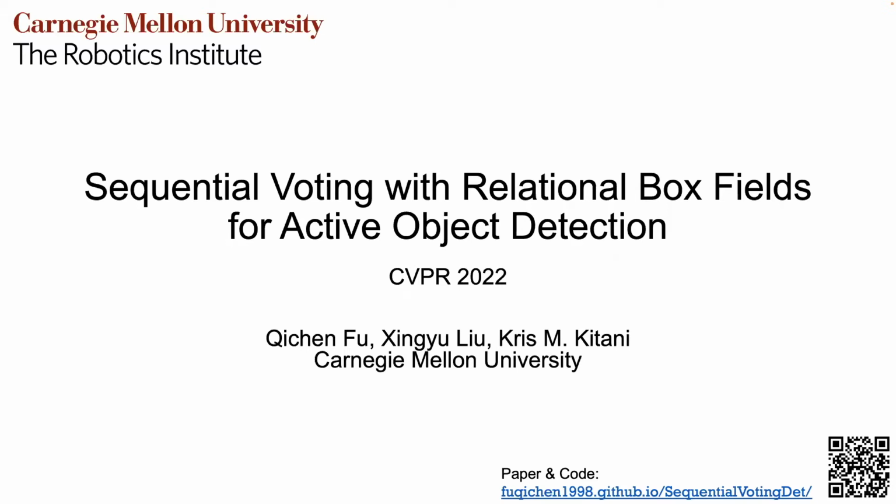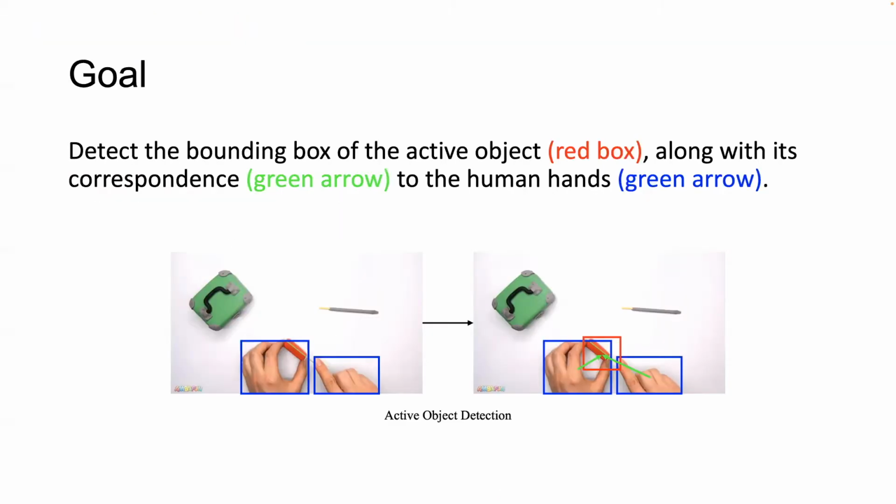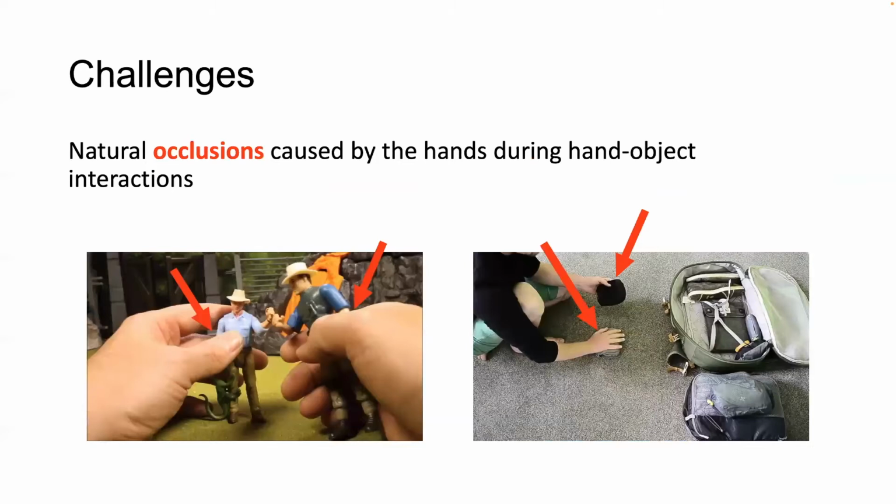Now I will present our paper, Sequential Voting with Relational Box Fields for Active Object Detection. The active object is defined as the objects being manipulated by human hands. Our goal is to detect the bounding boxes of active objects along with their correspondence to human hands. This task is crucial towards understanding human-object interactions, especially in egocentric view, where hands are the only visible human parts.